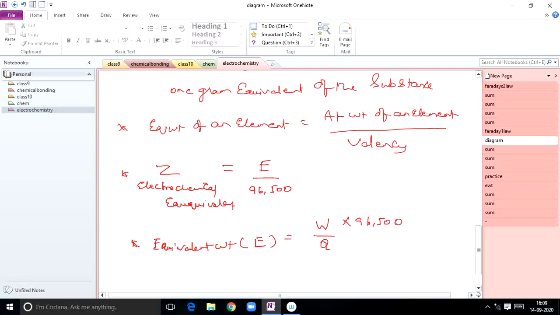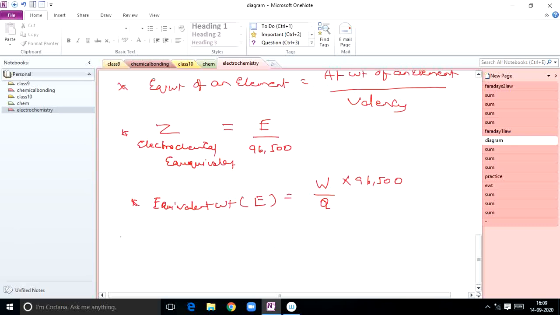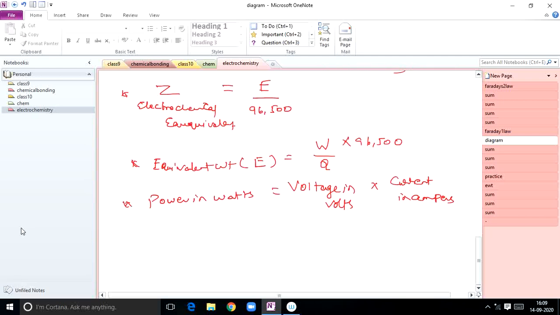Equivalent weight E is equal to W, the mass of the substance deposited, by the quantity of electricity passed. Next, power in watts is equal to voltage in volts into current in amperes. Voltage in volts is equal to current in amperes. Okay, so that is also a relation.